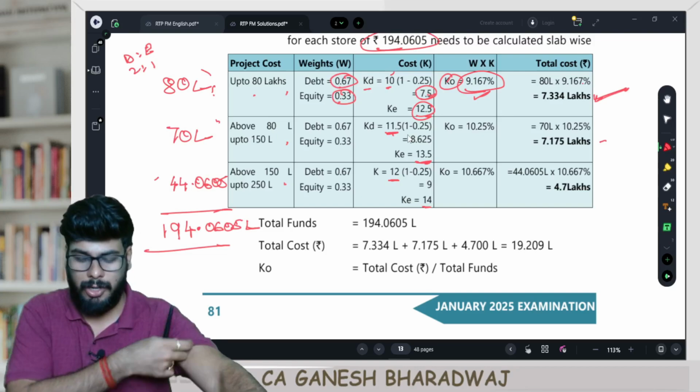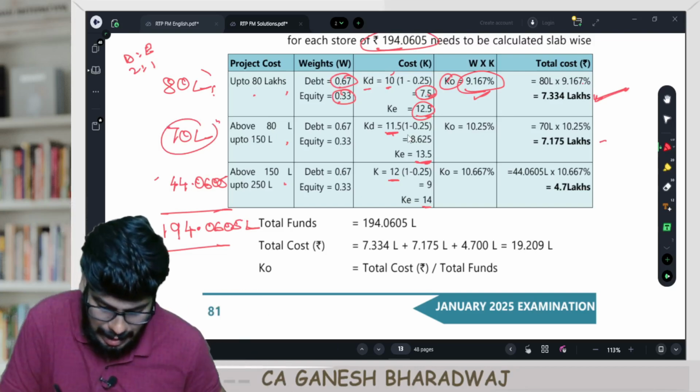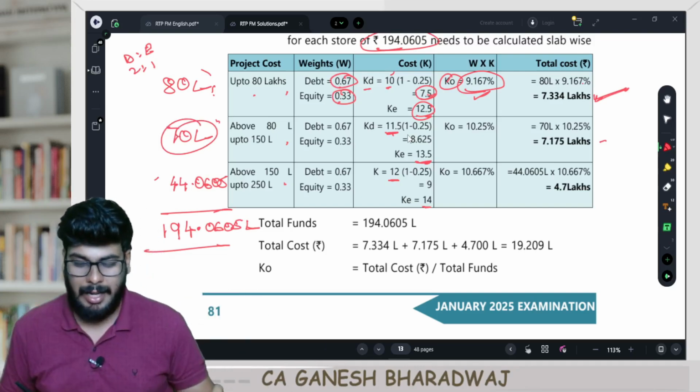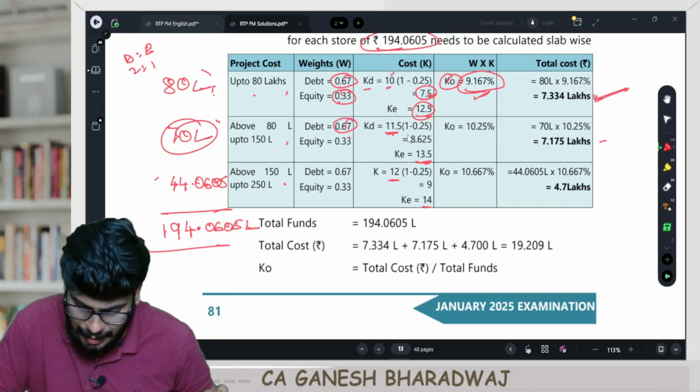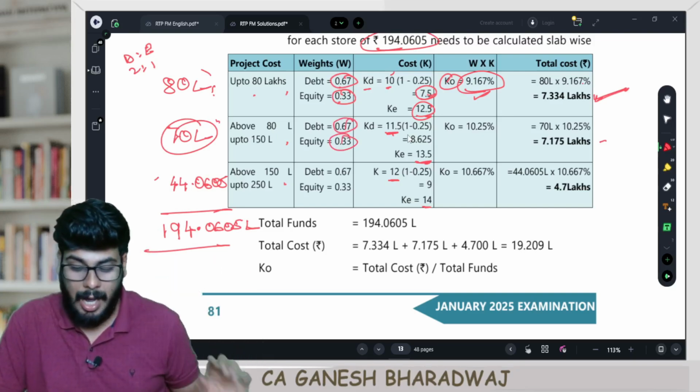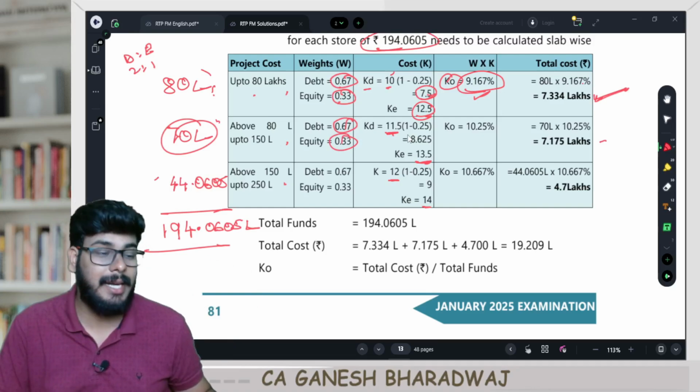I will walk you through. You need not worry. Similarly, for the second slab of 70 lakhs, for the next 70 lakhs, what happens? The weight of debt and weight of equity remain the same. However, KD and KE alone change.